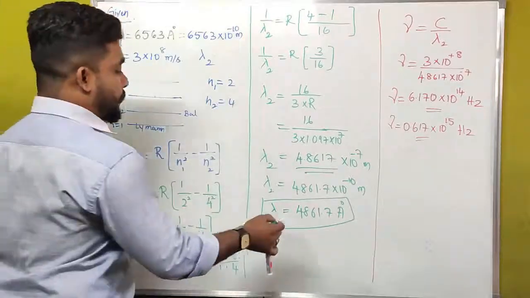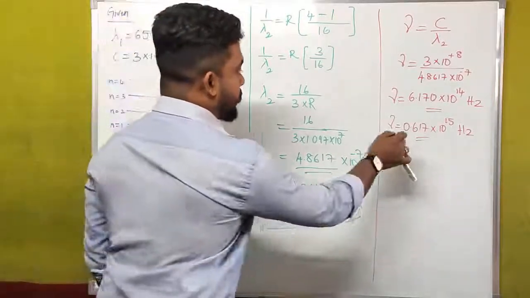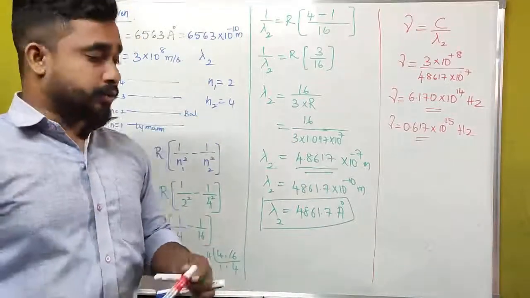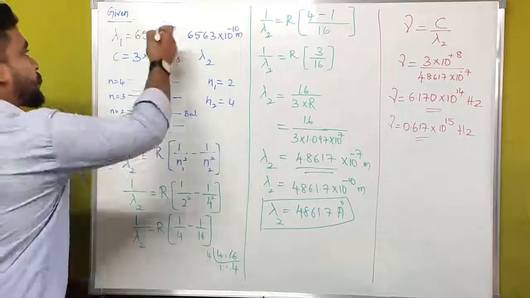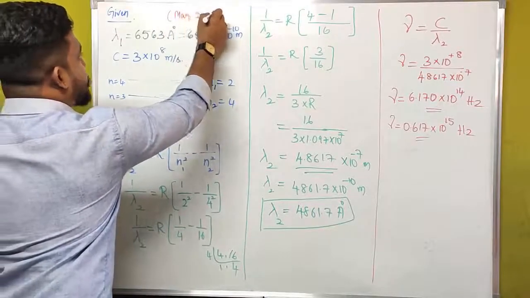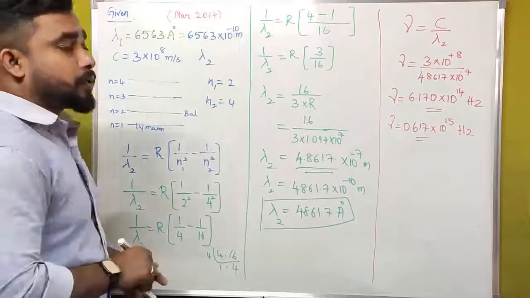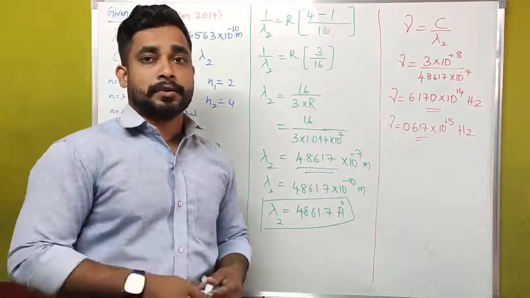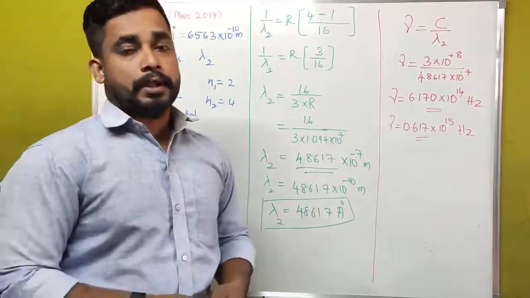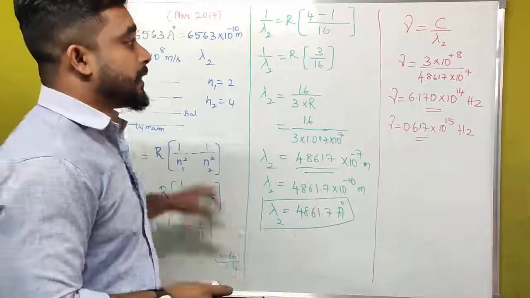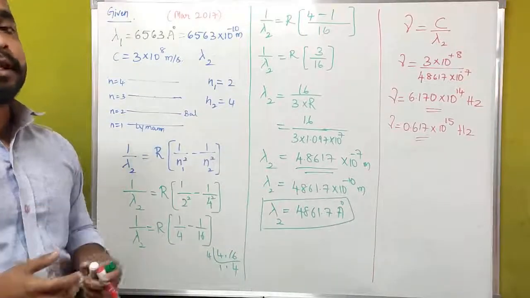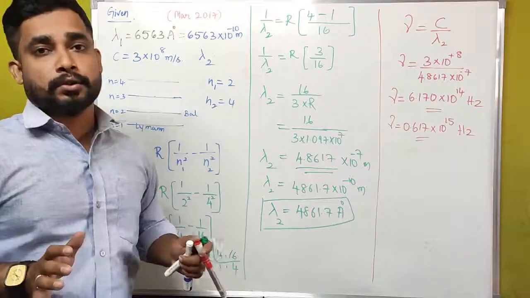Actually, this is the wavelength and this is the frequency of the second member of the Balmer series of the hydrogen atom. And this question was asked in your March 2017 question paper. Okay, this question was asked in your March 2017 question paper. Actually, this is how we are simplifying the problems with our solutions. If there is any doubt, please ask. Don't hesitate to ask anything.